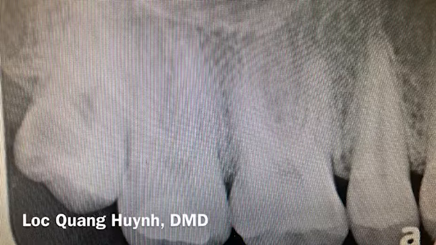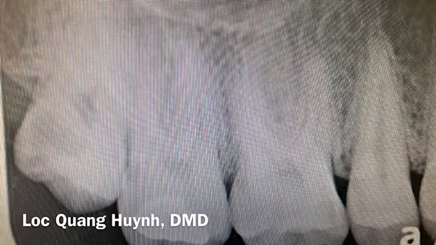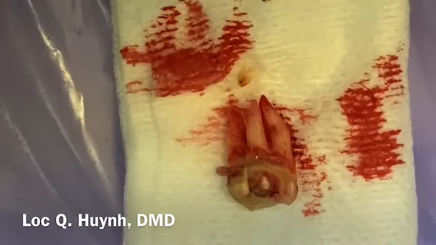Now check out how we take out this tooth. As you can see, this tooth has 3 roots, with curved roots. Typically, if you're not careful, you might break the tuberosity.